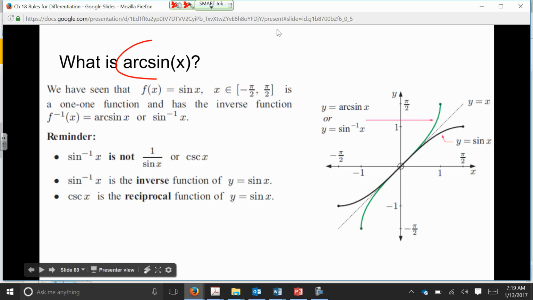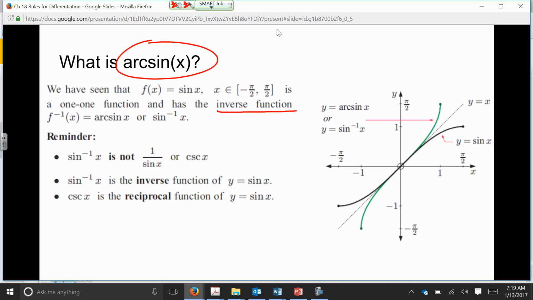Well, we call them things like arcsine or arccosine or arctangent. And what we need to understand is that they're just the inverse function of the sine. So if we're talking specifically about the sine of x, the inverse function is the arcsine of x. Another way to think of it is sine inverse of x. Now we want to make sure that we understand that it's not just the same as 1 over sine of x or the cosecant of x.